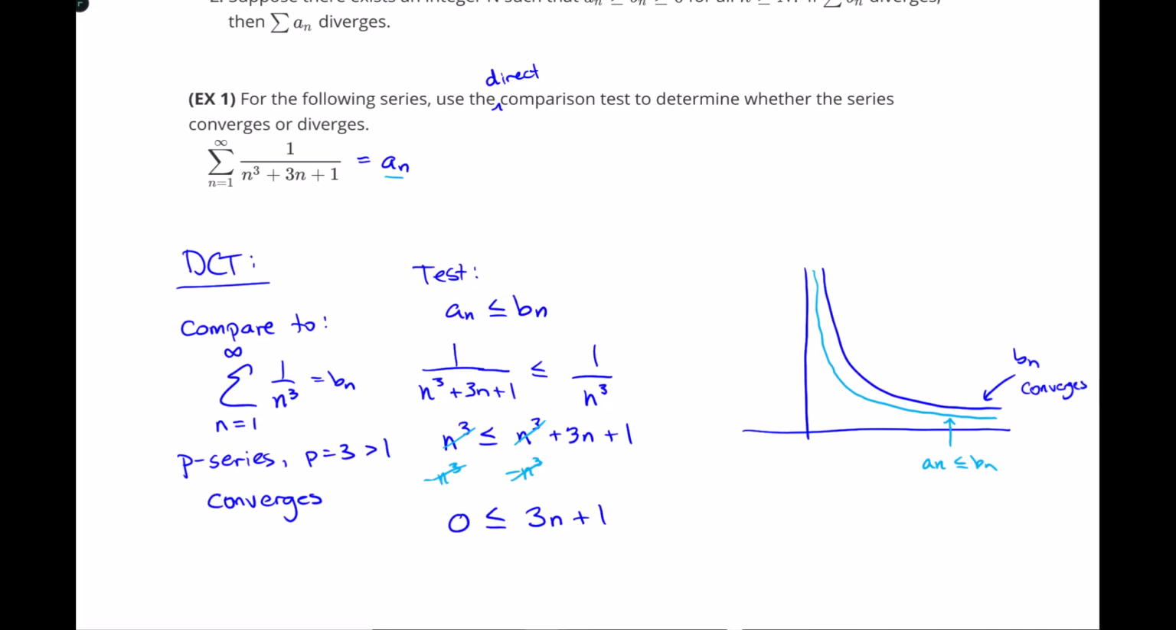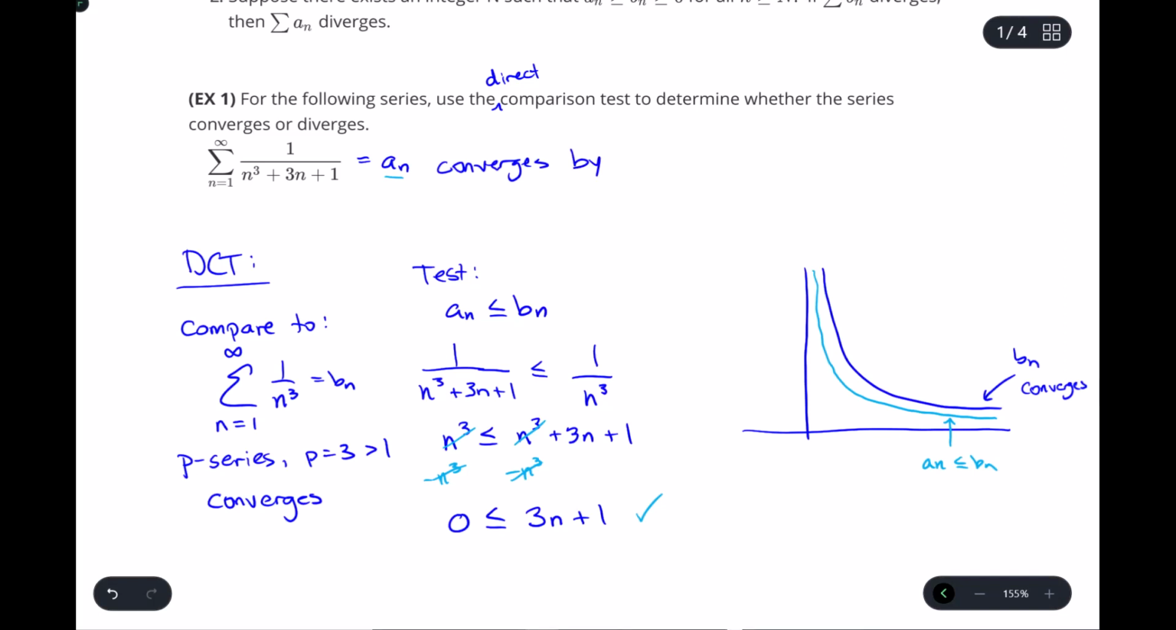So this works, that checks out, and therefore, since the inequality holds, a sub n would also converge. So a sub n converges by the direct comparison test. And that's what a complete test looks like. You need to state what you're comparing to and what happens with it, and then perform this inequality to make sure that it all works. Let's try some more.